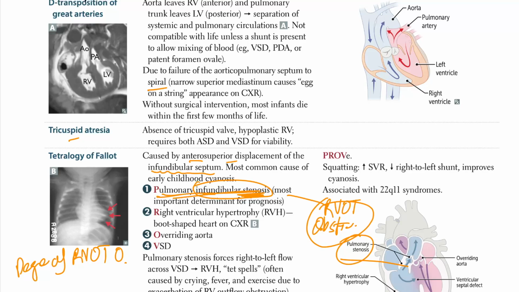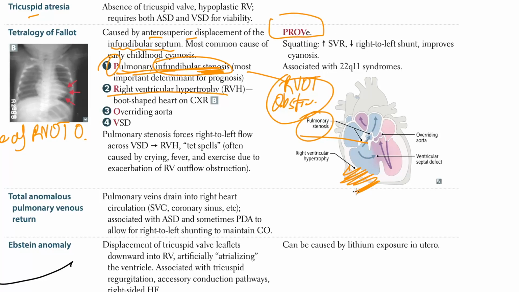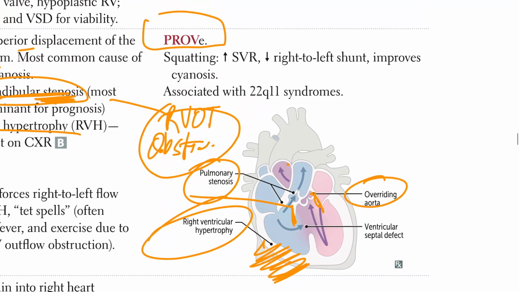Second point, very high yield, is the mnemonic PROVe. So we are talking about PROVe. P for pulmonary infundibular stenosis, R for right ventricular hypertrophy. If you look at the right ventricle, it went into hypertrophy. Third thing is overriding aorta. Look at the aorta. Aorta is right here, but look, the aorta is just overriding. Let's just zoom in. Aorta is just overriding.